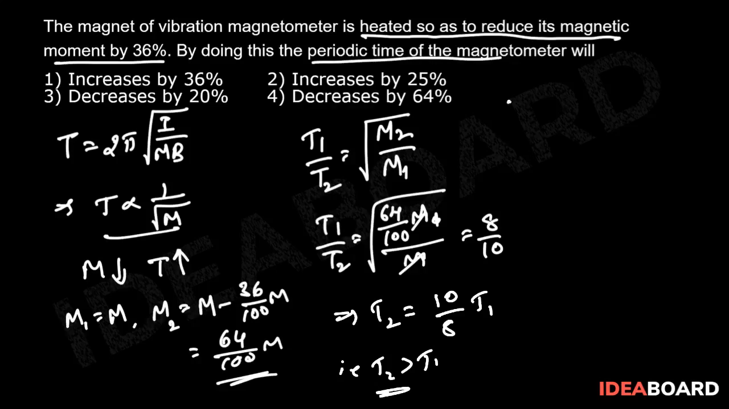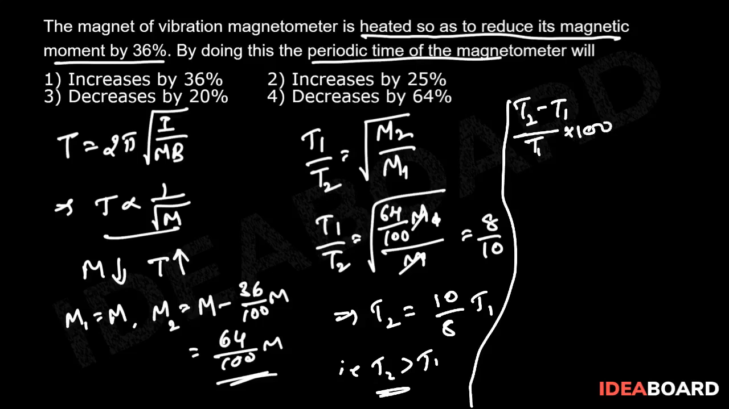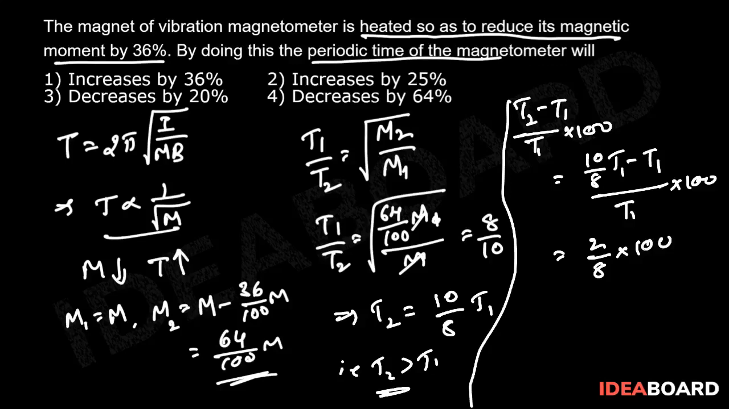will increase. Now what is the percentage of increase in time period? That is (T2 minus T1) by T1 into 100, which is equal to (10 by 8 T1 minus T1) divided by T1 into 100, which is equal to simply 2 by 8 into 100, which is 25. It is equal to 25%. That means the time period will increase by 25%. So the correct option is the second one.